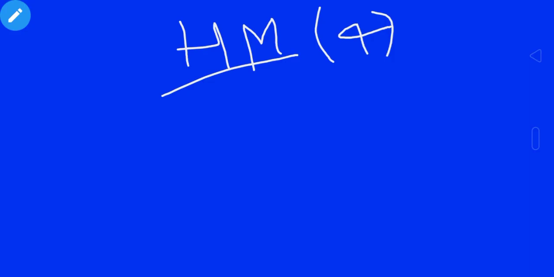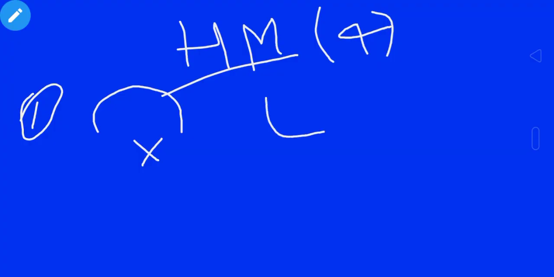So what are the four things? Let me show you. The first thing is that we need to see a half moon, but the half moon should not be like this. This is wrong. It should look like this. This is the correct half moon. So this is our first thing.